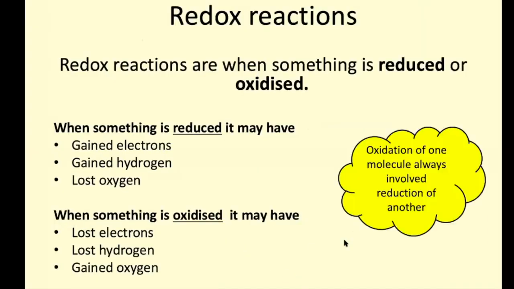Okay, so first of all, a bit of chemistry. We need to bear this in mind: when something is reduced, it may have gained electrons, gained hydrogen, or lost oxygen. When something is oxidized, it may have lost electrons, lost hydrogen, or gained oxygen. Gained oxygen was the original meaning of oxidation when they started burning stuff. They said, oh, I've burnt carbon, it's become carbon dioxide, it's oxidized. And they thought of a new word.